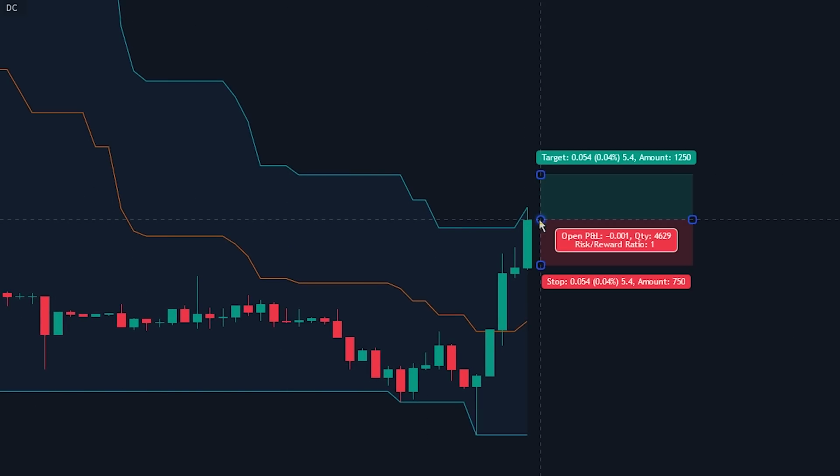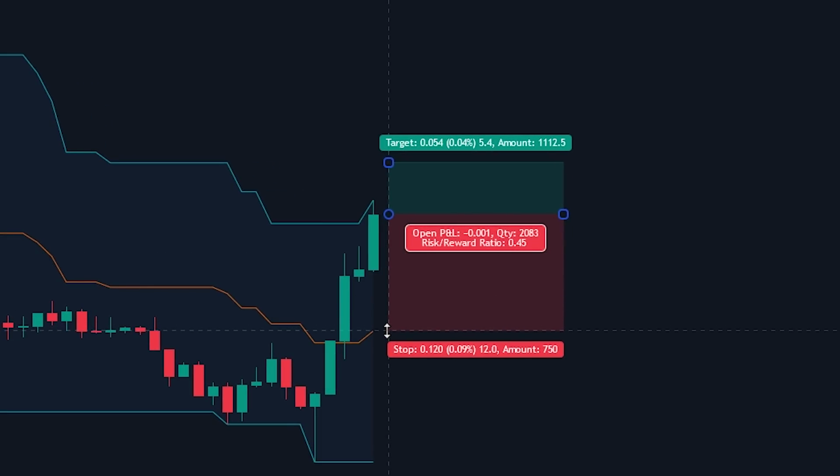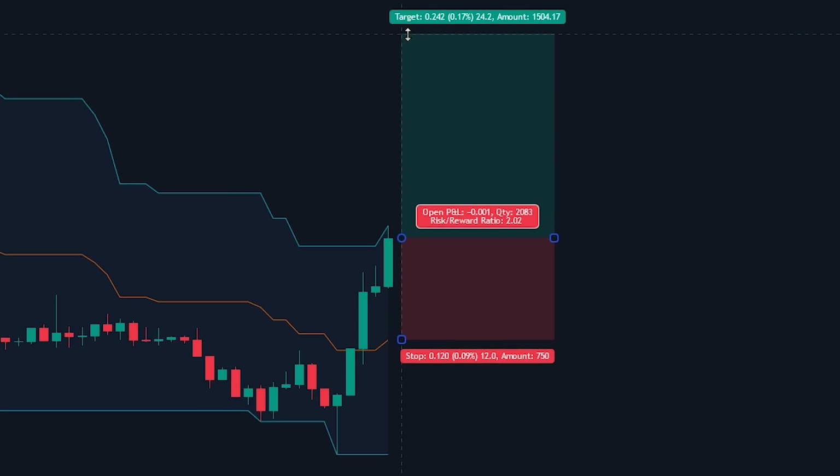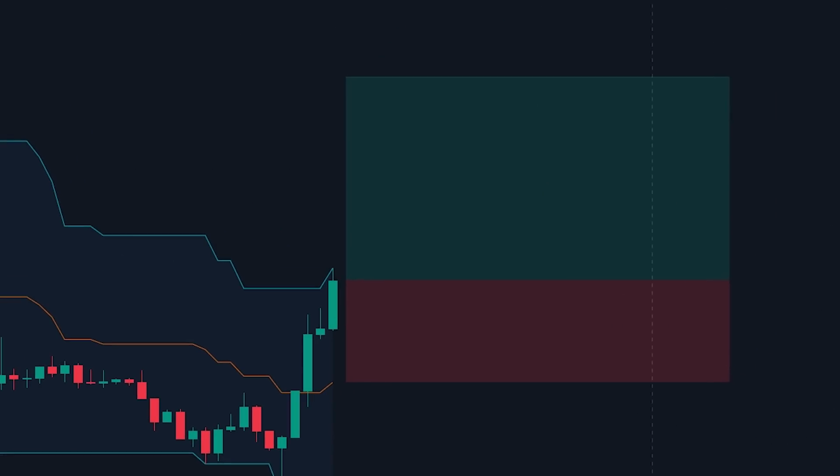We will be placing the stop loss at the middle band, or at the recent swing low if the middle band is at an unreasonable price. For the take profit, we'll be targeting a 2 times risk to reward ratio. Now let's see how the trade plays out.